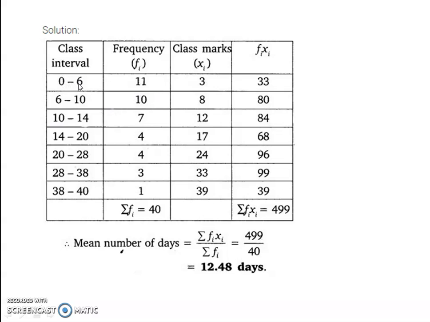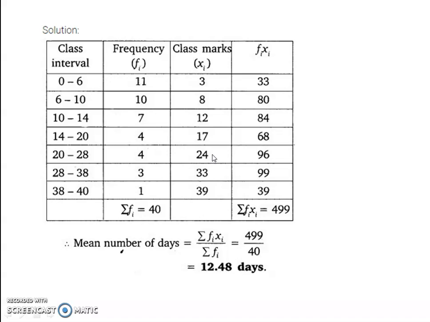Now 0 to 6. Frequency is 11. How will you find the class marks? 6 plus 0, 6. 6 by 2, 3. Upper limit plus lower limit, the whole divided by 2. Here 10 plus 6, 16. 16 by 2, 8. 14 plus 10, 24. 24 by 2, 12. Similarly, you will calculate all the class marks.